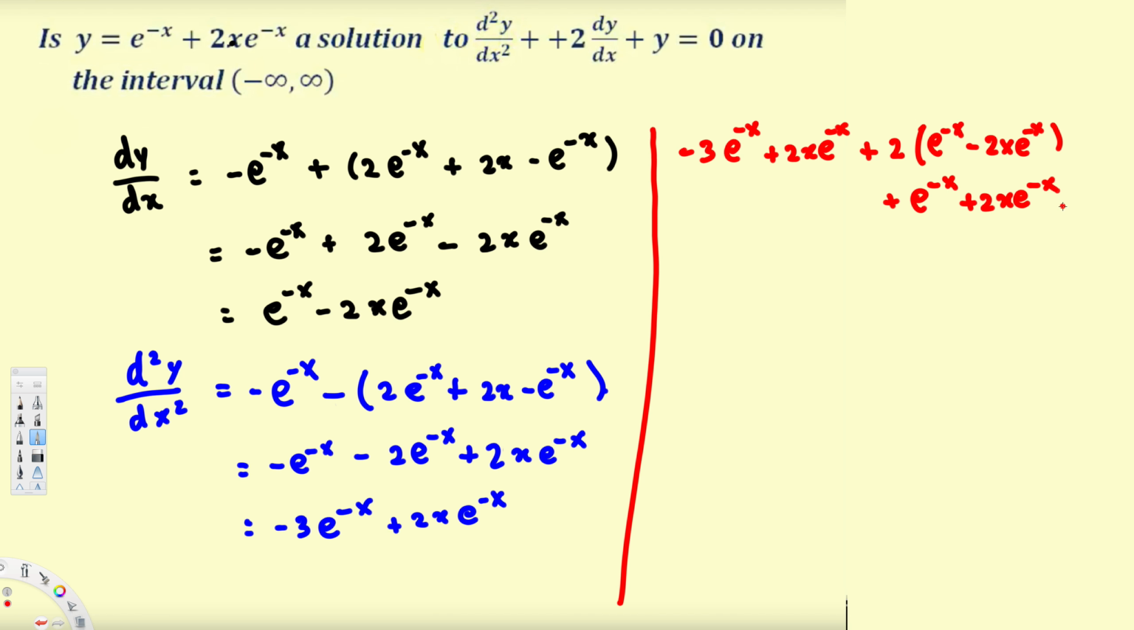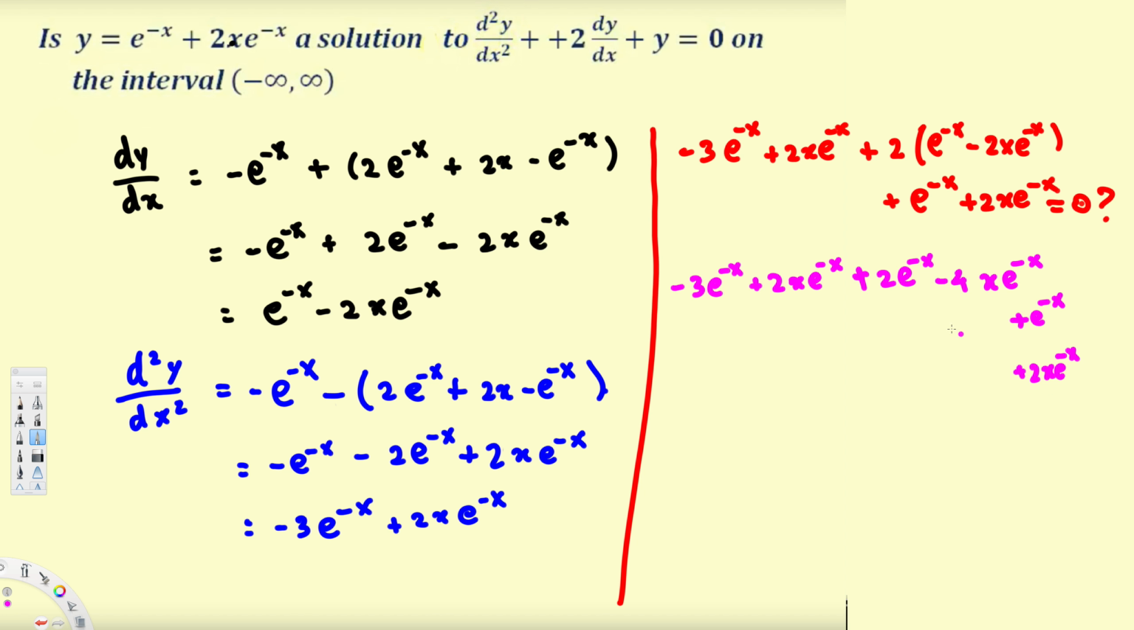Now let's simplify this one. We should get 0, but we are not sure. Now let's simplify and make sure it is 0. So here we are going to have minus 3 e power negative x plus 2x e power negative x, then 2 times e power negative x, this is going to be plus 2 times e power negative x, 2 times negative 2, that's going to be minus 4x e power negative x, plus e power negative x plus 2x e power negative x.